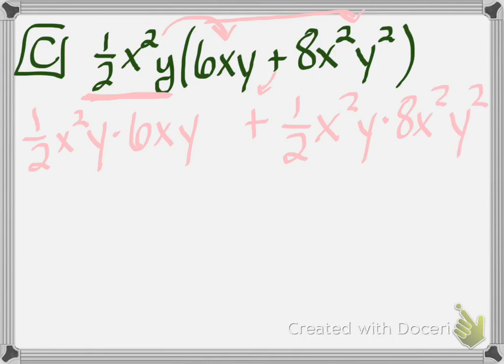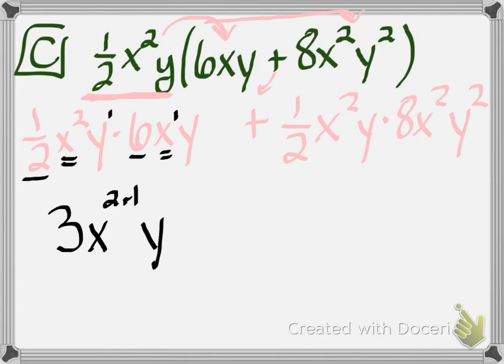I'm going to look for anything that I can combine. 1/2 times 6 gives me 3. I have an x squared with another x to the first. That gives me x to the 2 plus 1. And y, I have a y to the first and another y to the first. That's y squared. Okay, there's 3 pieces.